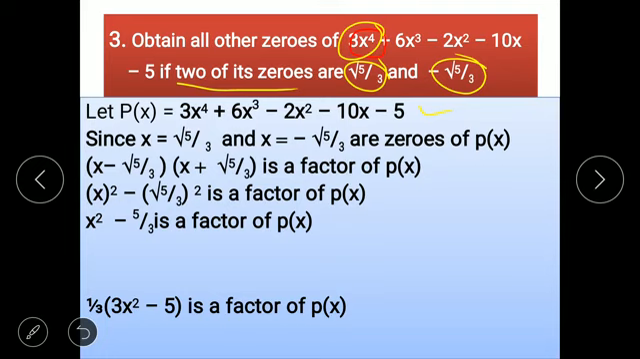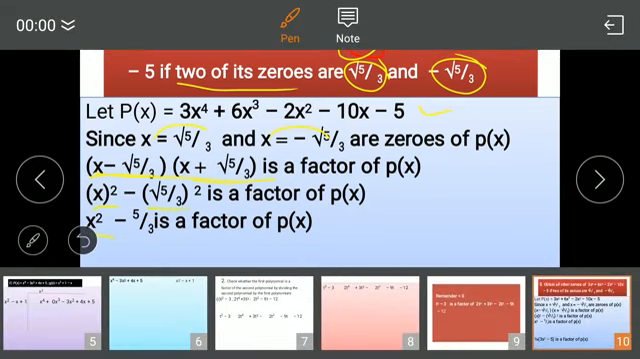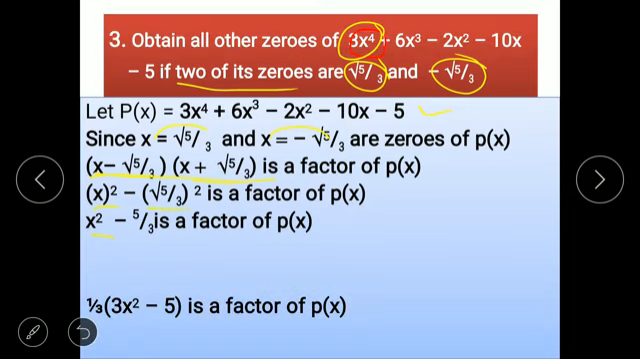If we take this plus root 5 by root 3 to this side, it will become minus, and if we take this minus to this side, it will become plus. Now look, x minus root 5 by 3 and x plus root 5 by 3 are factors of p of x. This is in the form of which formula? A plus b into a minus b, which is a square minus b square. So what will we get? x square minus 5 by 3, square and root cancel.